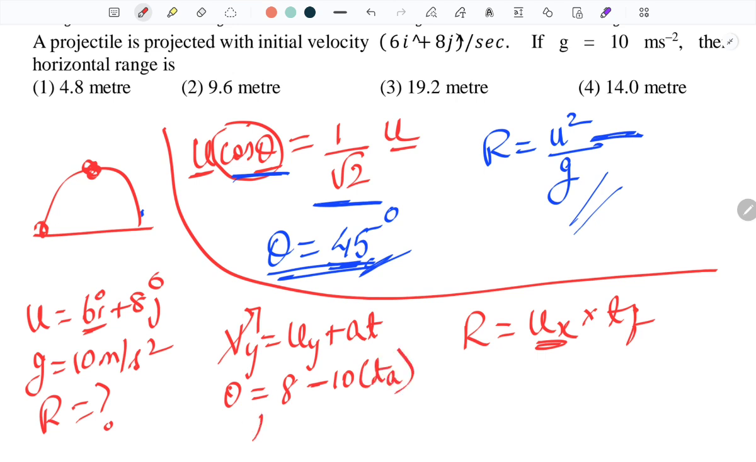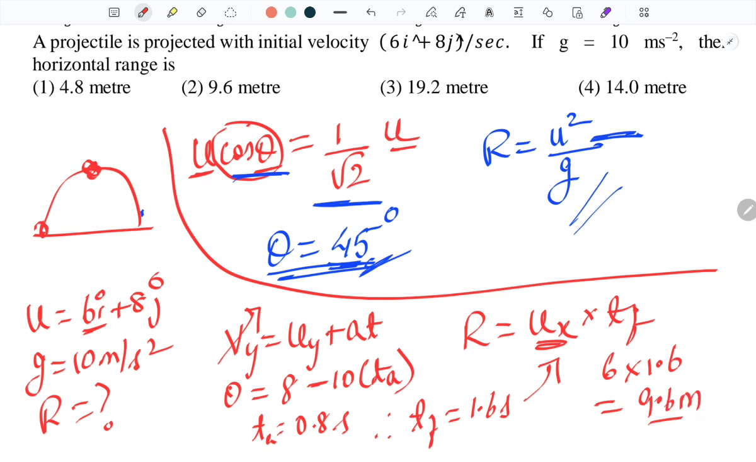So the time of ascent you are getting as 0.8. Therefore the time of flight will be twice that, that is 1.6 seconds. So you substitute that here, you get 6 into 1.6. So the answer you will get is 6 into 1.6, that is 9.6 meters. So this 9.6 meter is your answer.